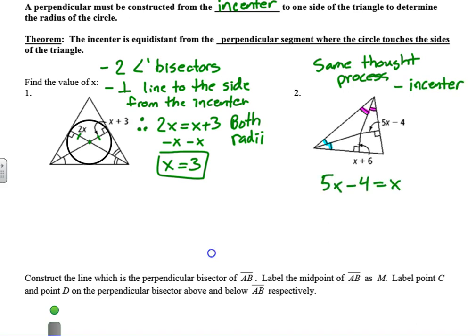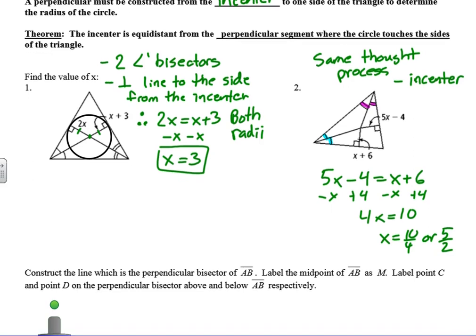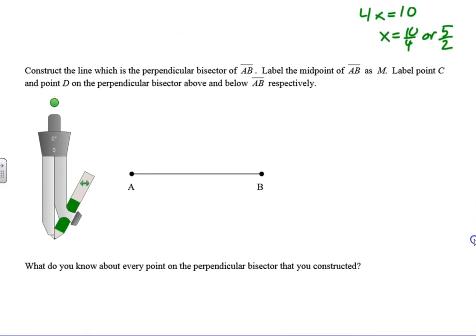So 5x minus 4 equals x plus 6. Let's add 4, subtract x. So we get 4x equals 10. So x would be 10 fourths, which would be 5 halves, or 2.5. Okay, so that's one of the ways that we can use that in-center relationship.